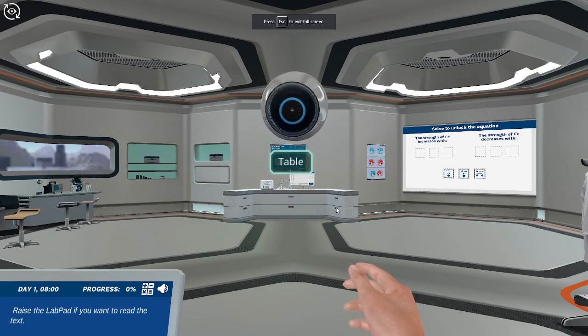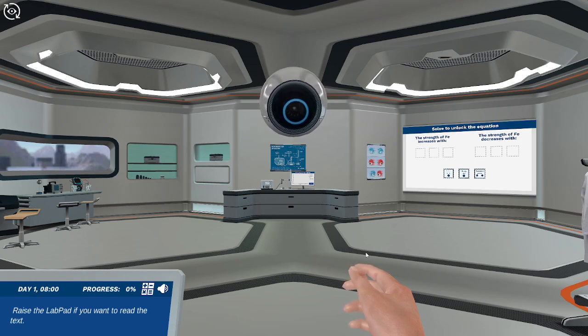Welcome to Labster's Electrostatics Lab. Here you can learn about Coulomb's law and study how electrical charges interact with one another.